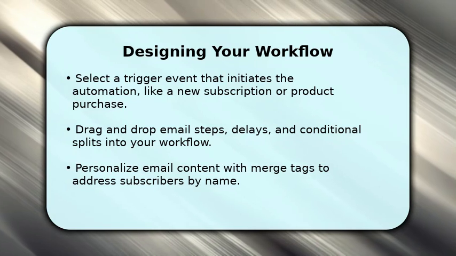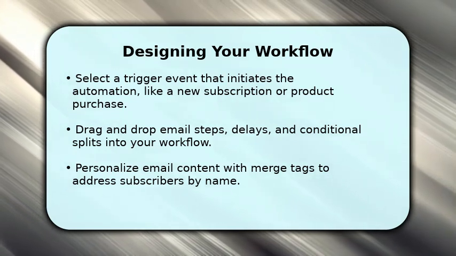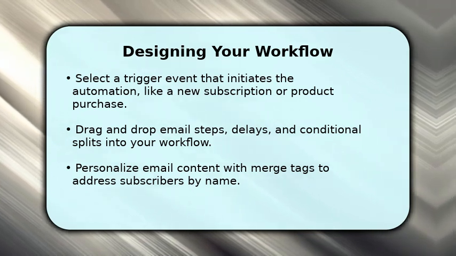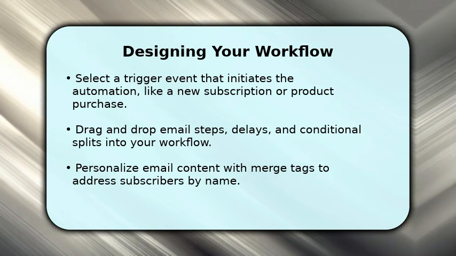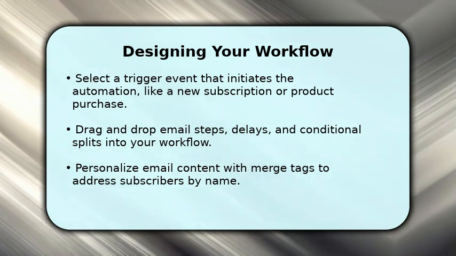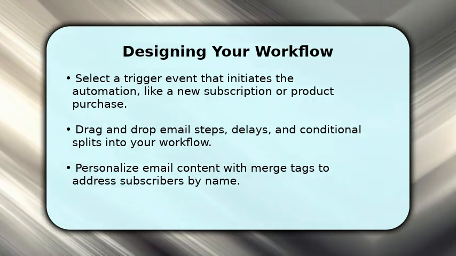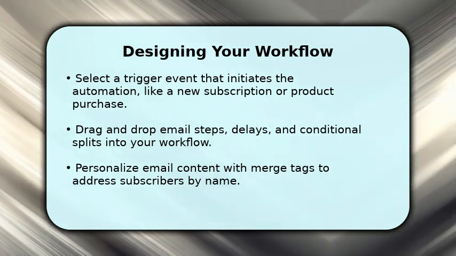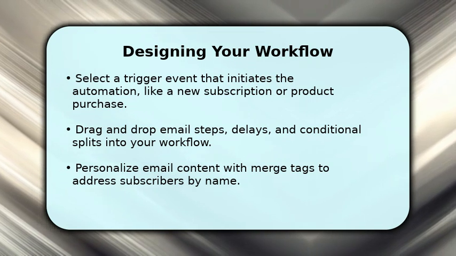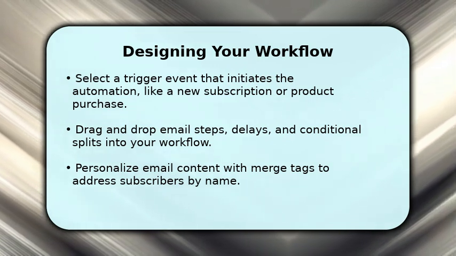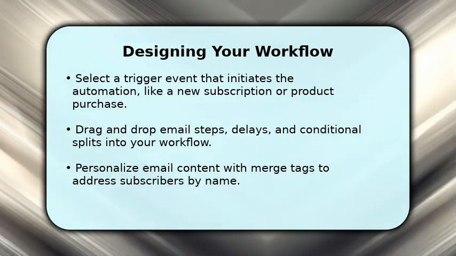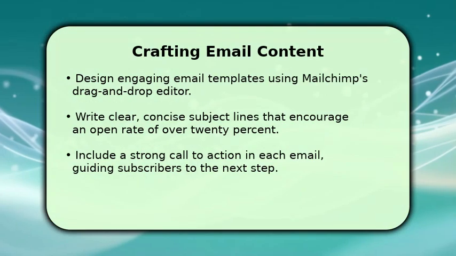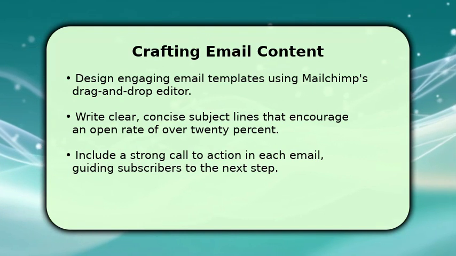Once you've chosen your automation type, it's time to design the workflow. Start by selecting a trigger, which is the action that initiates the automation, such as a new subscriber joining your list or a customer making a purchase. Then, use the visual builder to drag and drop email steps, time delays, and conditional splits. These elements allow you to create a dynamic path for your subscribers, ensuring they receive relevant messages at the right time.